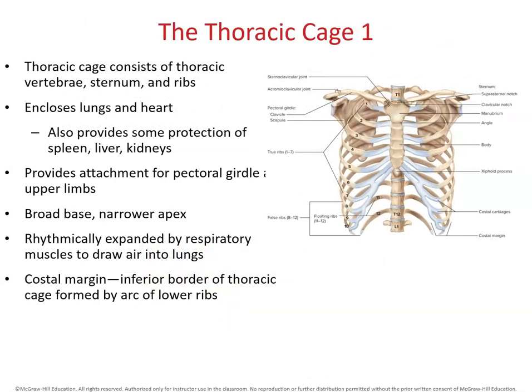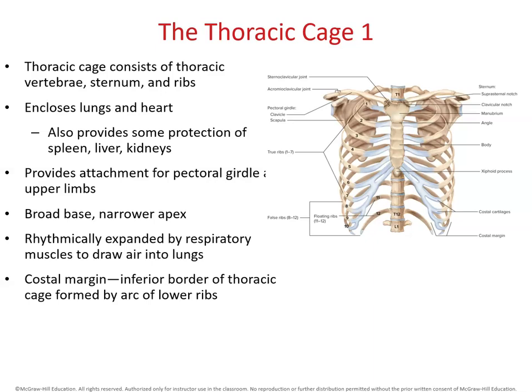Right, and we're going to wrap up here with a little bit of talk about the thoracic cage. So our thoracic cage is made of the thoracic vertebra. There are 12 of them. We already talked about them. The sternum, which is like your breastbone here in the front, and your ribs that reach all the way around. Okay, so the purpose of the thoracic cage is to protect the heart and the lungs. They also protect the spleen, the liver, and kidneys to some degree.